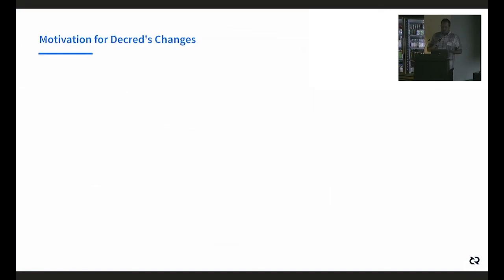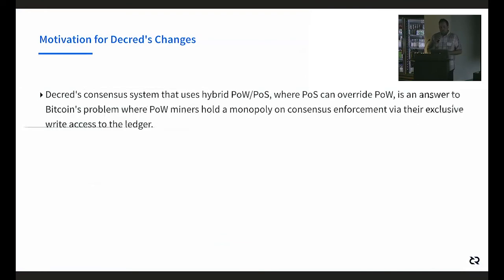So understanding the motivation for the changes we made is important because without some context, it's just more features and more complexity and more junk, and the question becomes, do you really need it? So the consensus system we settled on, it's part proof of work, part proof of stake. And we're trying to break up this monopoly that I've been talking about in terms of write access to the ledger.